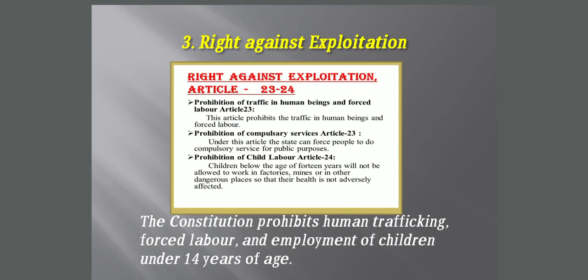Right against exploitation consists of three main things. It is between Articles 23 and 24. First of all, human trafficking is not allowed. It prohibits this kind of practice, meaning selling and purchasing of humans, like in earlier colonial times when slaves used to be sold and purchased. This kind of system is no more in practice.